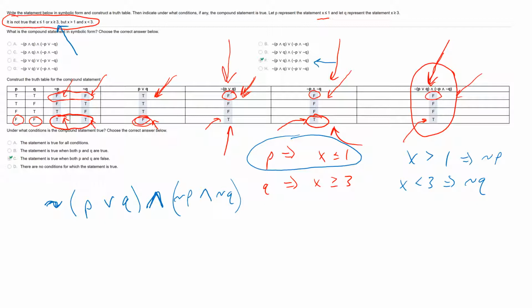The final question wants us to identify under what conditions the statement is true. And the last time it's true is when P and Q are false, when both P and Q are false. And that's this answer choice C. It's true when both P and Q are originally false.